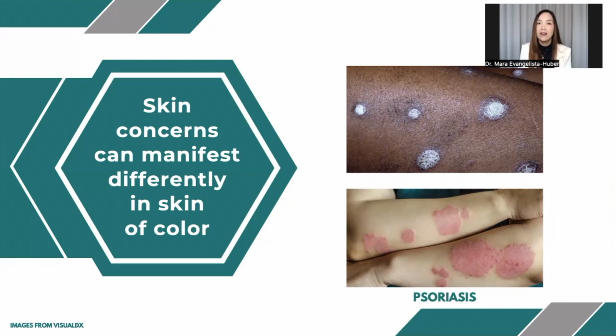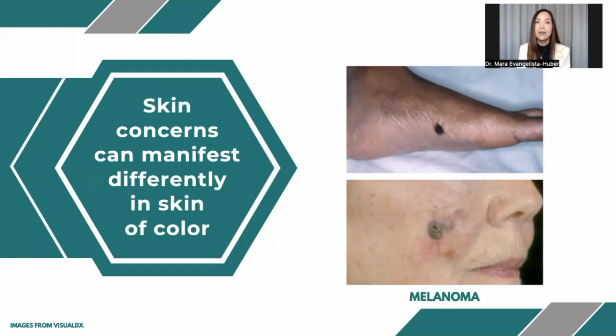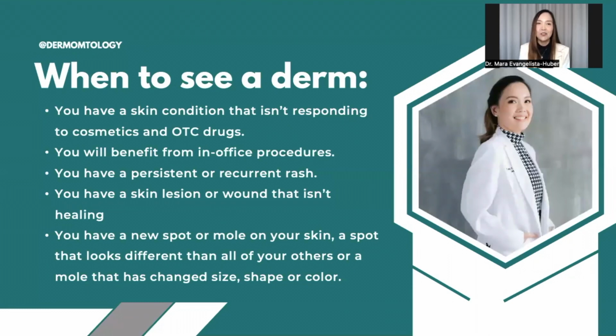So here we have psoriasis, again, in two different skin tones. Similar to the other slide, you don't really see a red scaly rash in the patient with a darker skin tone. The lesions look more whitish and grayish versus red. Again, if you're not aware of this difference, you might miss the diagnosis. And lastly, melanoma. Melanoma appears in different areas in those with darker skin tones, for example, non-sun exposed sites, like you can see here in the photo. This may lead to a later diagnosis of melanoma in these patients. That is why it's really important to understand how skin concerns or skin conditions can manifest differently in patients with skin of color.